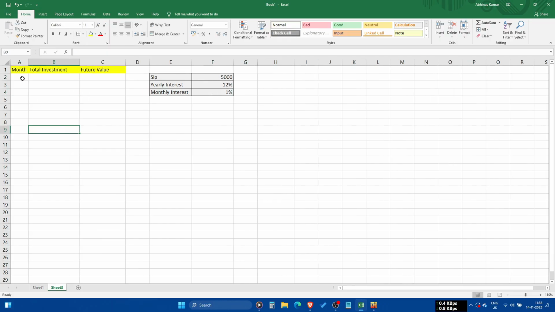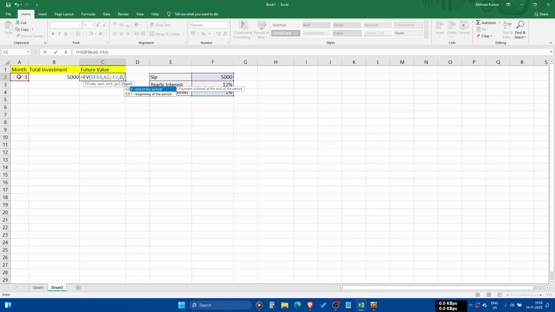For the first month, total investment would be 5,000 rupees, since we're just starting the SIP. For the future value, first we'll enter the interest rate, the number of months, the principal per month. Since money is deducted from us, it will be negative. And because we haven't added any lump sum amount, it will be 0. We'll enter 1 to calculate from the beginning of the month.